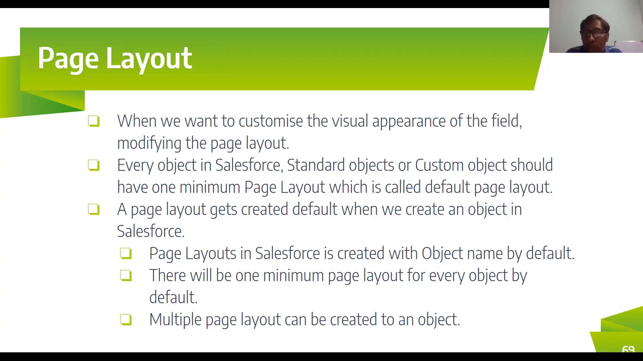A page layout in Salesforce is created with the object name by default. For example, if you create an invoice object, an invoice layout will be created. When you create a hospital object, a hospital layout will be created. When you create a product object, the product layout will be created. For each and every object, you will have one minimum page layout by default. But if you want, you can clone it as much as you want. Multiple page layouts can also be created, either by creating or cloning, right?